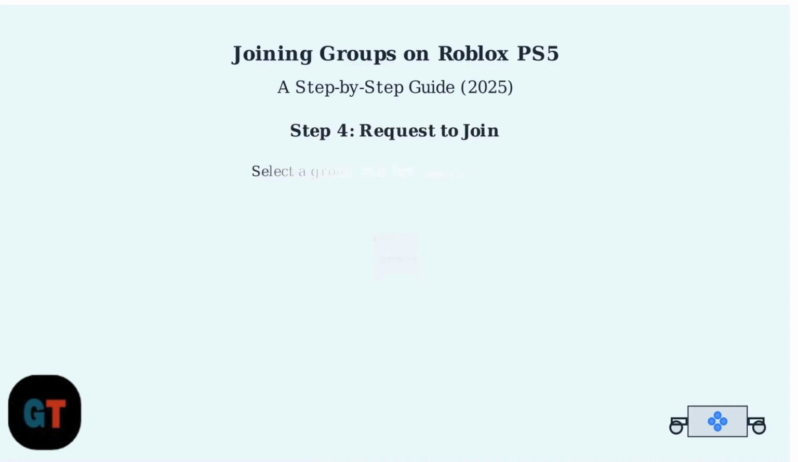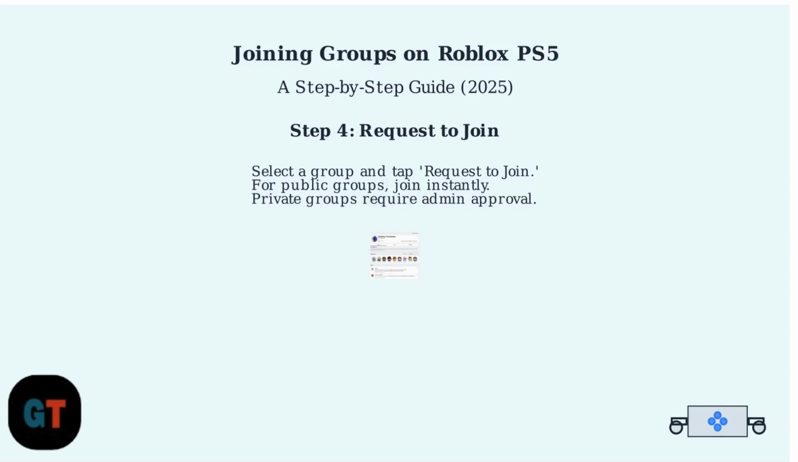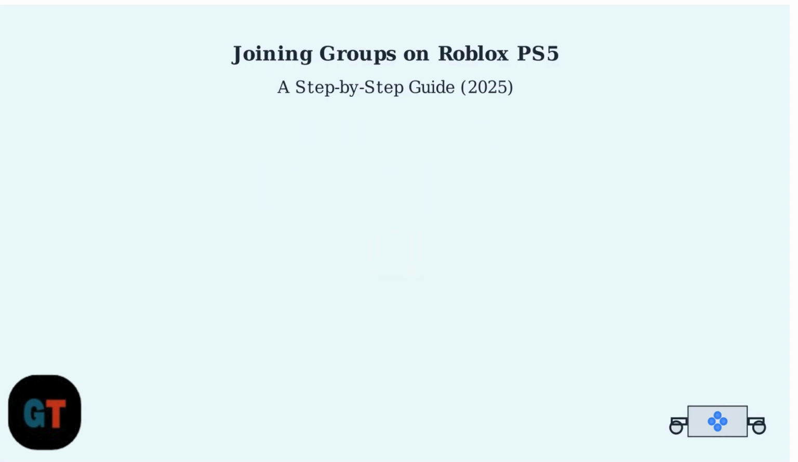Find a group you like, then select it and choose Request to Join with a brief message. Public groups let you join right away, while private ones need approval from admins. Now you're ready to join groups and connect with other players on Roblox PS5.